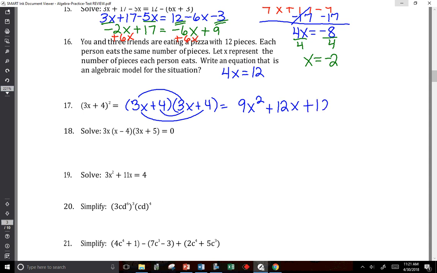So we have 3 answers here. We have 3x equals 0 we need to solve. We have x minus 4 equals 0 that we need to solve. And 3x plus 5 equals 0. Isn't that easy? Divide by 3. So x is equal to 0. Add 4. So x is equal to 4. Subtract 5. So 3x equals negative 5. Divide by 3. So x equals negative 5/3. That's not bad at all. Yes, you were.